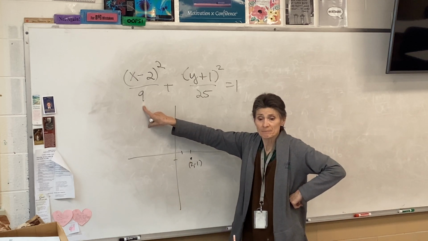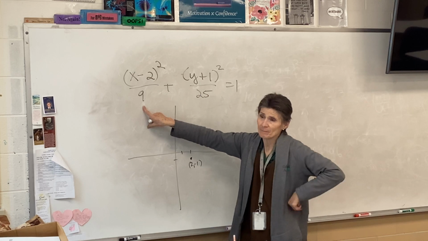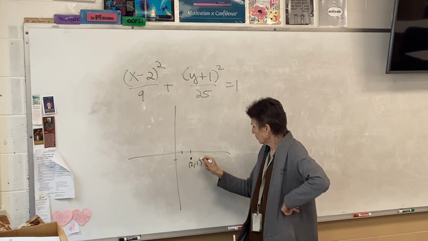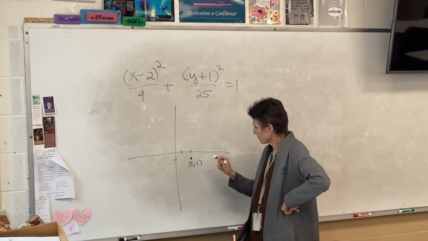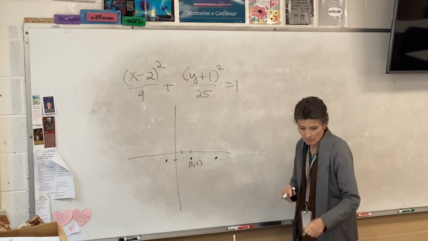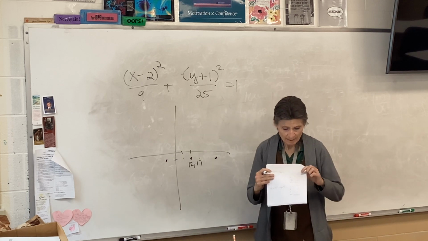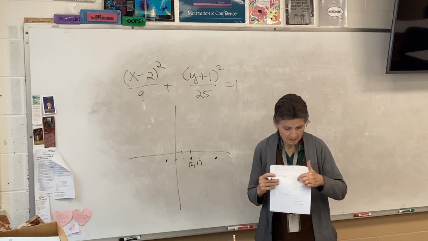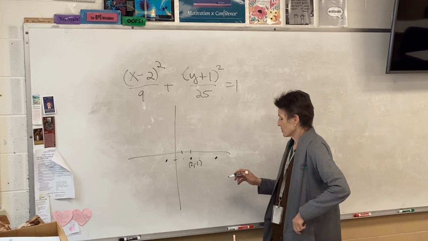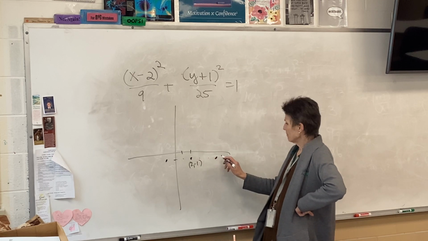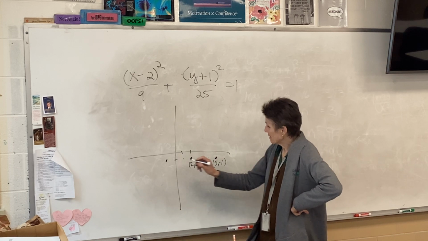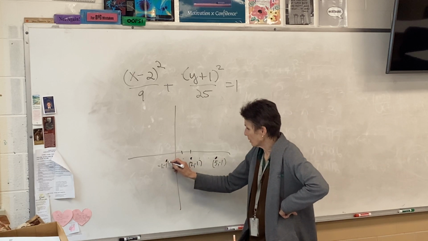The 9 here, excuse me, tells me I'm going to count back and forth 3. So 1, 2, 3, 1, 2, 3. And then I have to label those points because you'll see there are 4 little vertex points that you need to find. So let's see, if I count forward 3, this one's going to be 5, -1. And this one's going to be -1, -1.